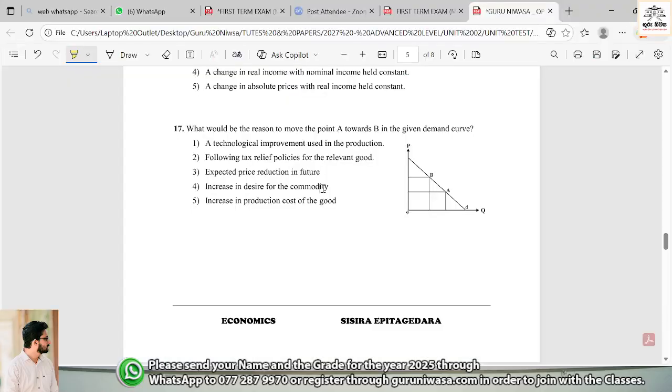Look at the question again. Point A towards point B in the demand curve.